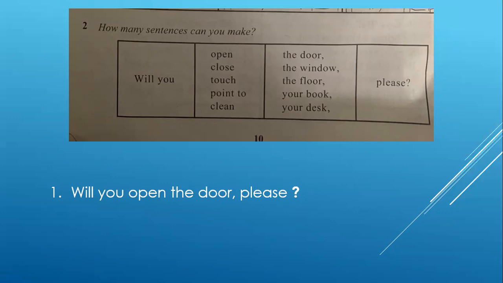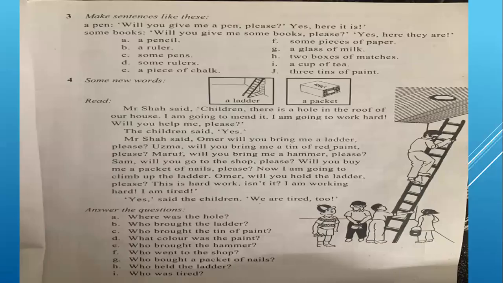Okay, children, this is the book. Page 1 of chapter 1 is done. Now we move to the next page. On the next page of your book, there is exercise number 3. And here again it is written, make sentences like the previous one. Look, they gave you the example here. Here is the word a pen. Then how they want you to make the sentence: first, you have to make the question by using the word please, and then you must write the answer also.